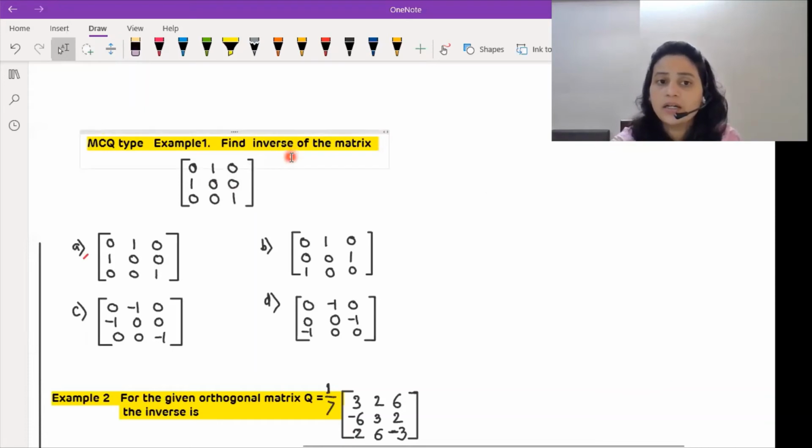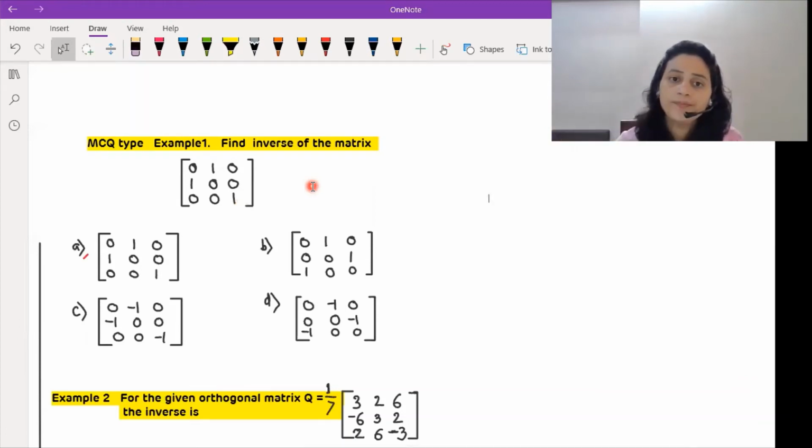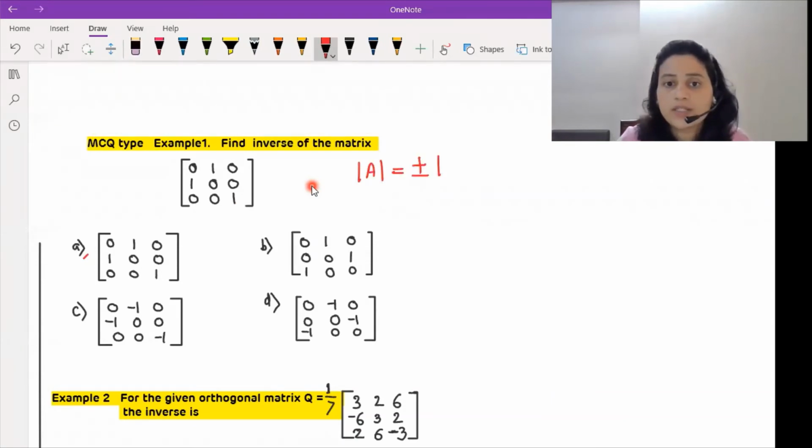If we follow the conventional method to find the inverse of the matrix, that is very time consuming. So which method are we going to use here? We are going to use the third property of orthogonal matrix. What is the third property? The value of the determinant of an orthogonal matrix is always equal to plus or minus 1, right? Now, how are we going to use this property?